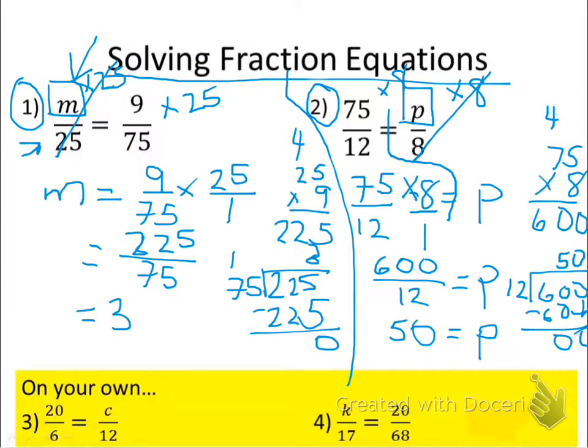Please do these two questions on your own, 3 and 4. After you're finished, you should get an answer for number 3, that c is equal to 40, and for number 4, that k equals 5. If you don't get one of those answers, try and go back and see where you went wrong. If you're really not sure, come and see me before class tomorrow.